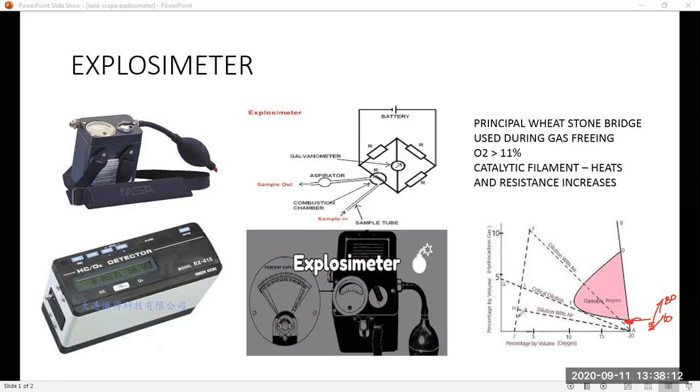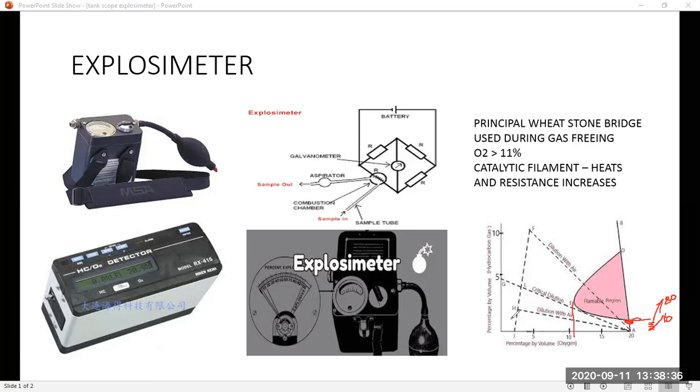So the explosive meter is used while gas freeing here, and the principle is Wheatstone bridge. It is used during gas freeing. It needs at least oxygen should be more than 11%, because at least 11% oxygen is required for burning.